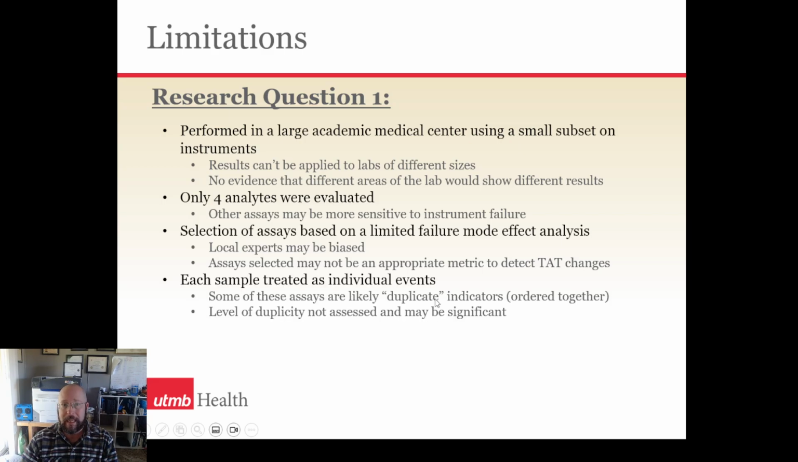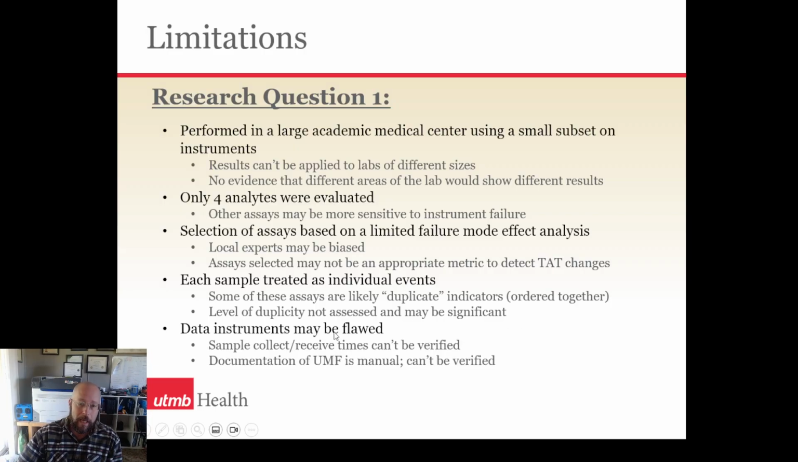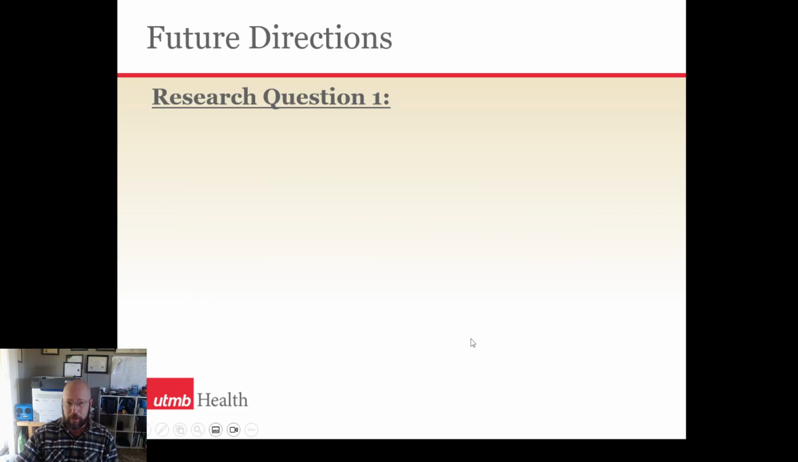Each sample was treated as individual elements, but these assays are oftentimes ordered together. So we could have gotten duplicate indicators. They're ordered together. So you oftentimes are going to order a glucose and a troponin together, or an ALT and a troponin together. So the level of duplicity in these assays was not assessed, and it may be significant. And then, of course, the data instruments, the collection of that data that we used may be flawed. Sample collect and receive times couldn't be verified, and we couldn't document. Many of the documentations of mechanical failure were manual and couldn't be verified.